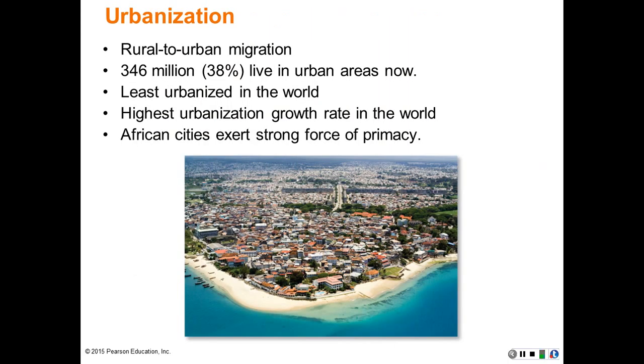Urbanization. There is a rural to urban migration, very common and increasing in this region. 346 million, or 38% or so of the population, live in urban areas now. That does make it, however, one of the least urbanized areas in the world. It has the highest urbanization growth rate in the world, though.